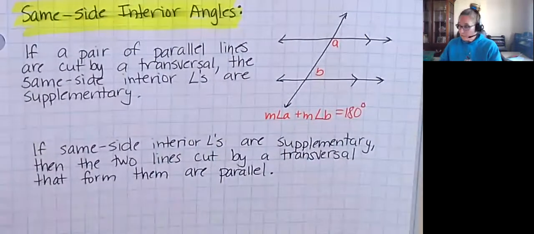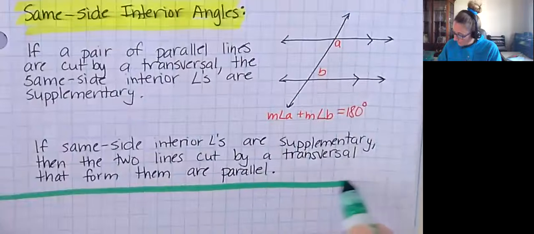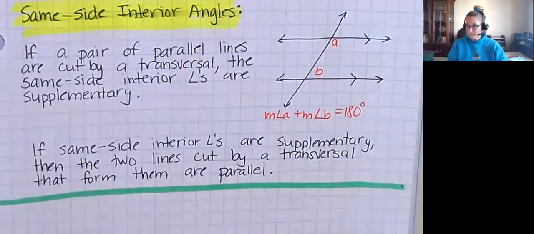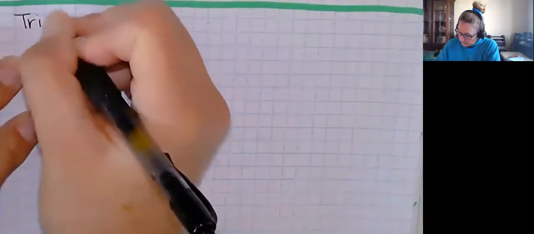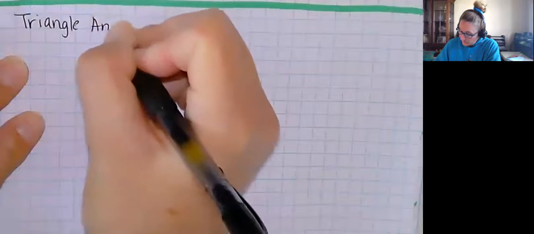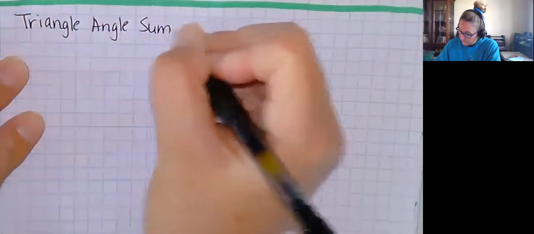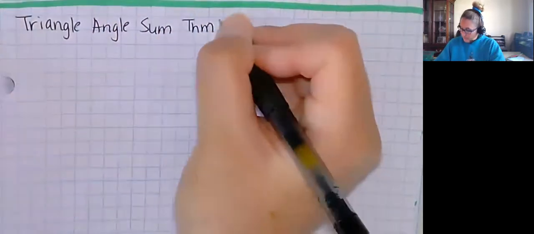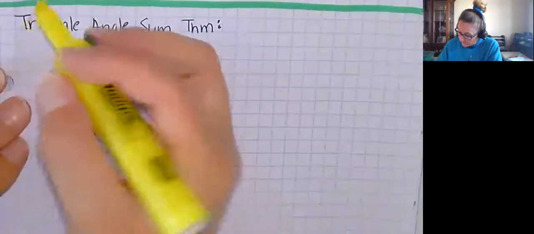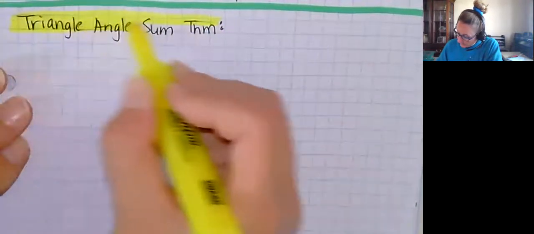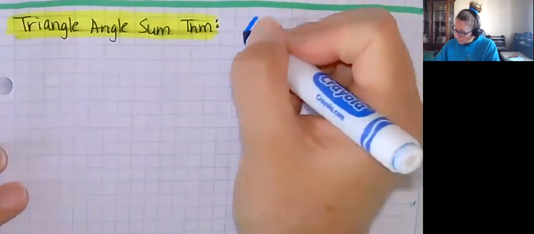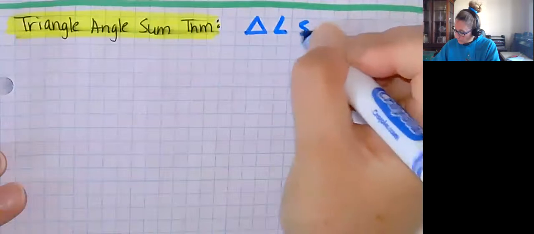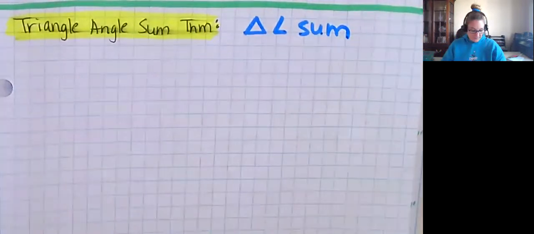Okay, the next one is going to be triangle angle sum. So triangle angle sum theorem. And the way I shorten that in terms of writing it out, I will write triangle angle sum. So that's my shorthand for it.